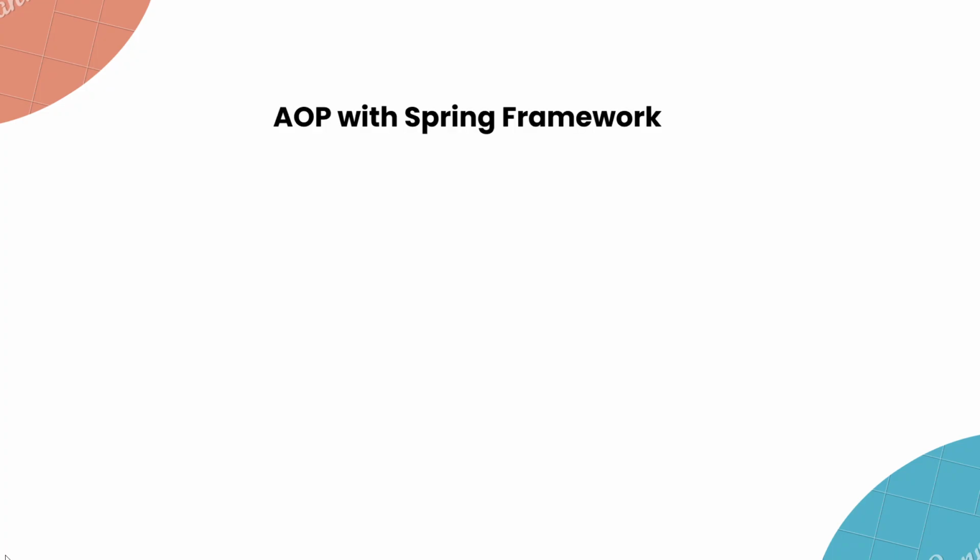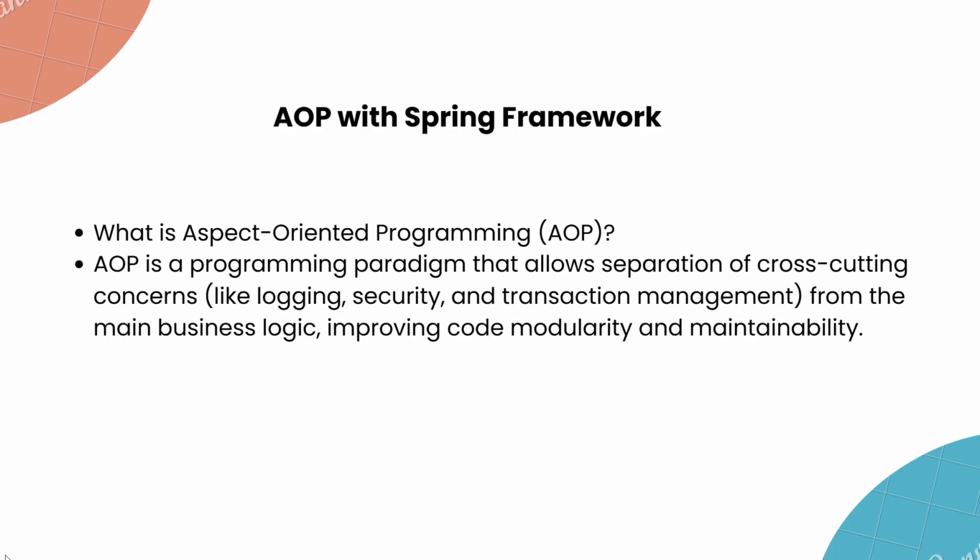AOP with Spring Framework. What is aspect oriented programming? AOP is a programming paradigm that allows separation of cross cutting concerns like logging, security, and transaction management from the main business logic, improving code modularity and maintainability.